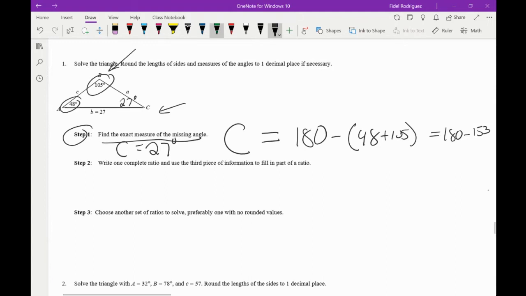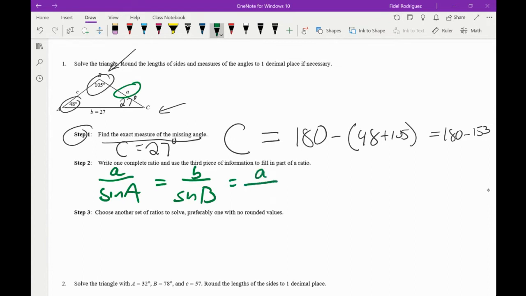Okay, so now what are we still missing? We're still missing the side for a. So we could say little a over the sine of A is equal to little b over the sine of B. Or we could have done c, right? It didn't really matter which one we use. Okay, so we don't know what little a is. The sine of A is 48 degrees.